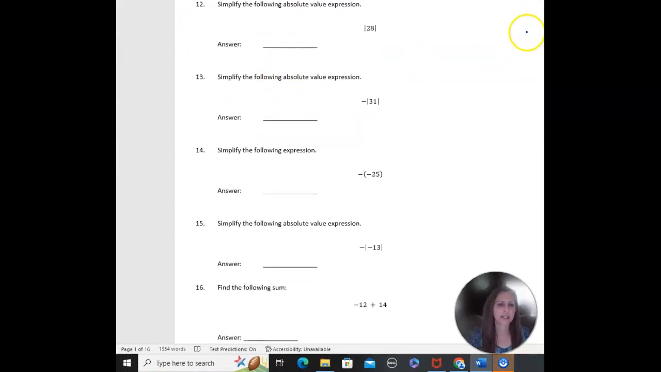Okay, 28. So you think about the number line. Here's 0, and 28 would be way over here. So this is 0, and this is 28. The question is, how many steps would you take to get from 0 to 28? Well, the answer is 28. It's a distance of 28 from 0.